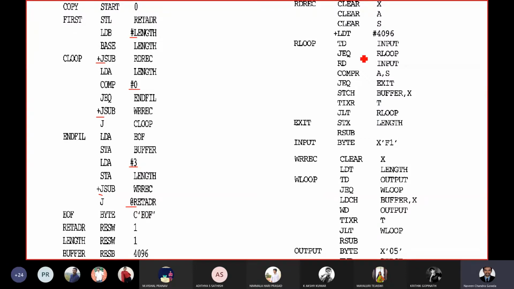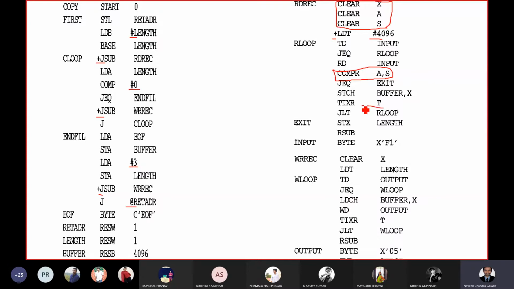Again here you can observe these are format 2 instructions, which work purely on registers only. Then again here you have a format 4 instruction, which also uses the immediate addressing mode. Here we have one more instruction working purely on registers, with the registers A and S, so it is again format 2. And here we have one more instruction, TIXR, which is a format 2 instruction.